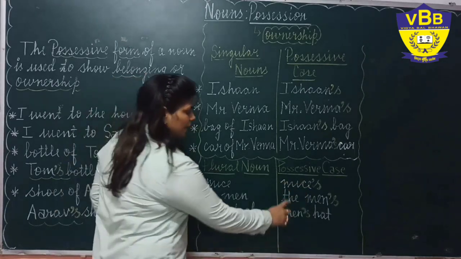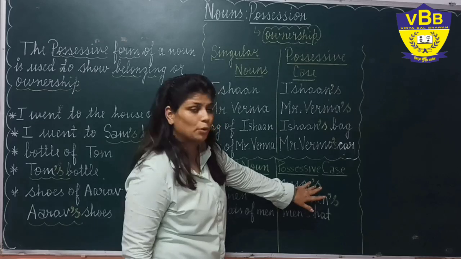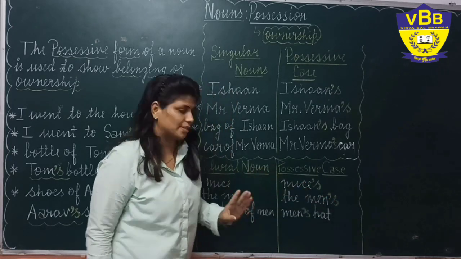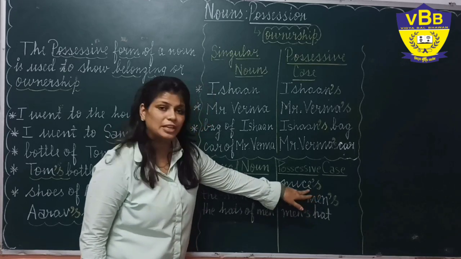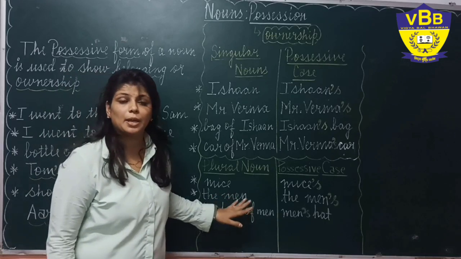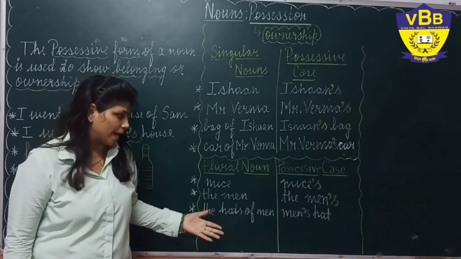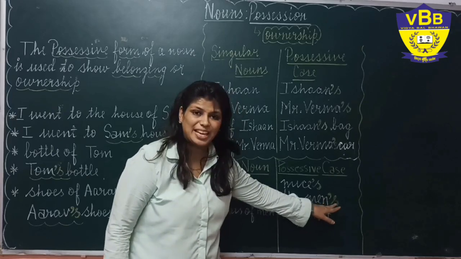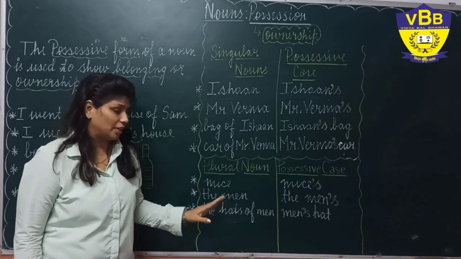Mice, M-I-C-E. Again, I have put an apostrophe after the word mice and then added S. Again, you can see I have left a little space, a gap. Men is the plural of man. So, the men's, apostrophe S. It is the possessive case.